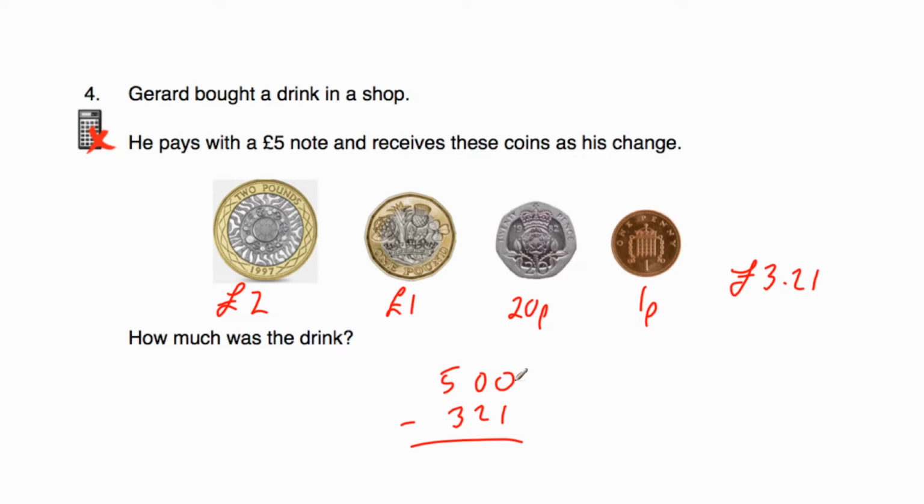Okay, so we've got 0 take away 1, so let's borrow. Well, there's nothing to borrow from, so let's borrow from the 5, and that's now 4, and that's a 10. Cross that off, that's now 9 and a 10. So 10 take away 1 is 9, 9 take away 2 is 7, and 4 take away 3 is 1. So that means that the drink costs 179p or £1.79. So the drink costs £1.79, and that's it.